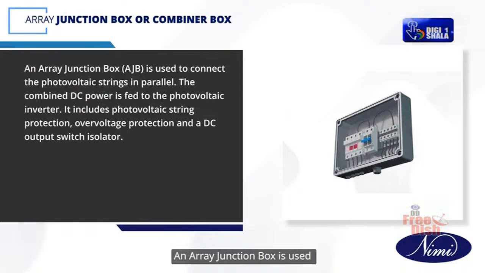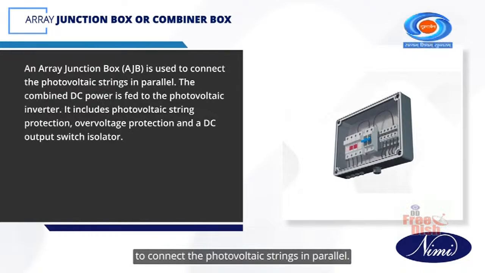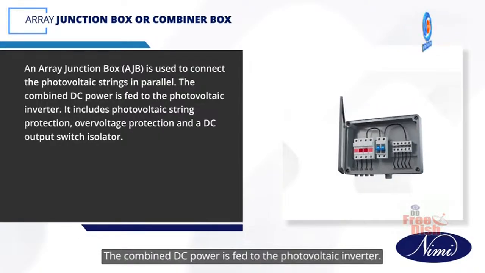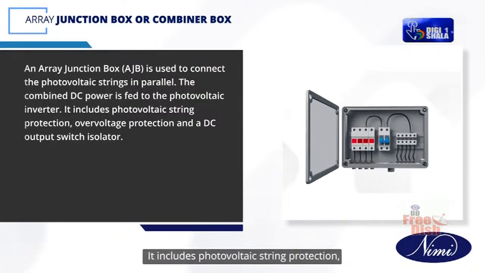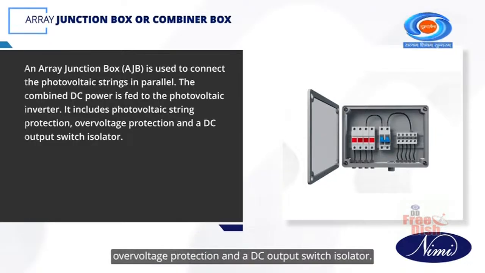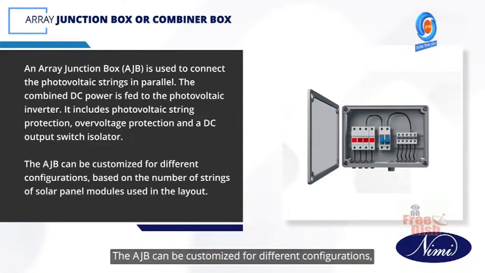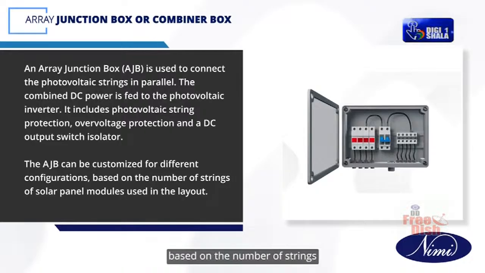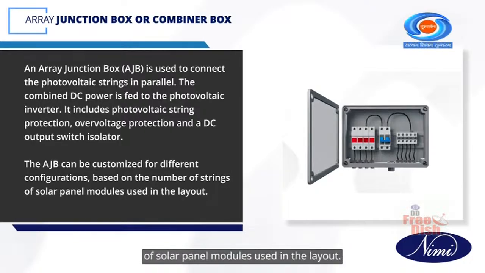An array junction box is used to connect the photovoltaic strings in parallel. The combined DC power is fed to the photovoltaic inverter. It includes photovoltaic string protection, overvoltage protection, and a DC output switch isolator. The AJB can be customized for different configurations based on the number of strings of solar panel modules used in the layout.